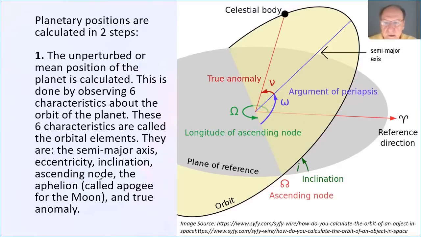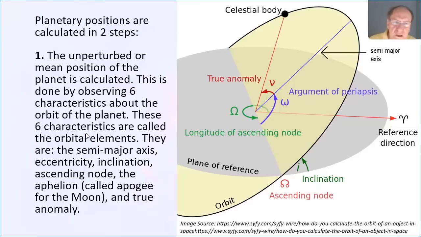And then there's the aphelion, which is the direction of the orbit. Where is this orbit directed towards? And we use the point farthest away up here. That would be the aphelion. If you're talking about the moon, instead of aphelion, it's called apogee.